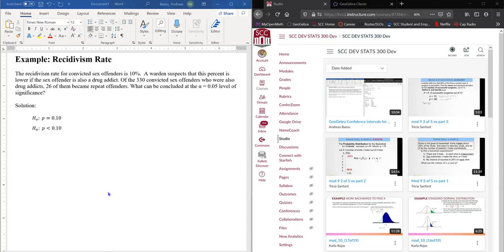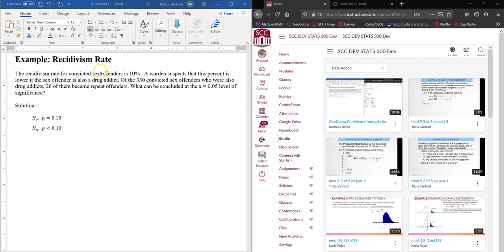Okay, so here's a video for GeoGebra and how to use GeoGebra on a one probability hypothesis test. So here's an example, a pretty good example, I think. I like it. It's about recidivism rate, the rate at which convicted felons essentially go back into the system. The recidivism rate for a convicted sex offender is 10%. A warden suspects that this percent is lower if the sex offender is also a drug addict.